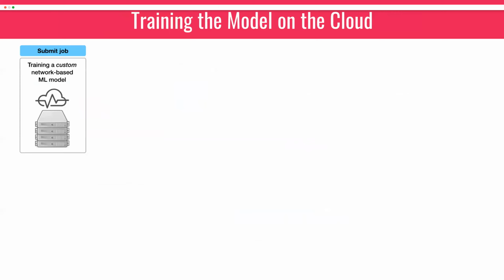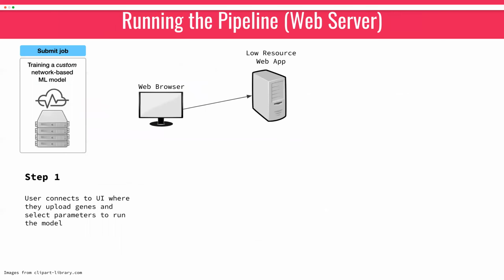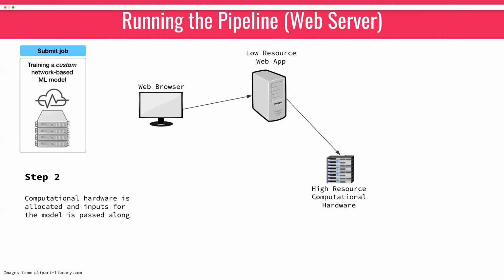Okay, so now implementing the model. Step one is a user connects with the user interface. This is for the web server. The user connects to the user interface, uploads their genes, and selects some parameters to run. This is all on a low resource web app on the cloud. Once you select it, high resource computational hardware is kicked up and allocated to run this job automatically. And then it pulls the needed data out of storage.